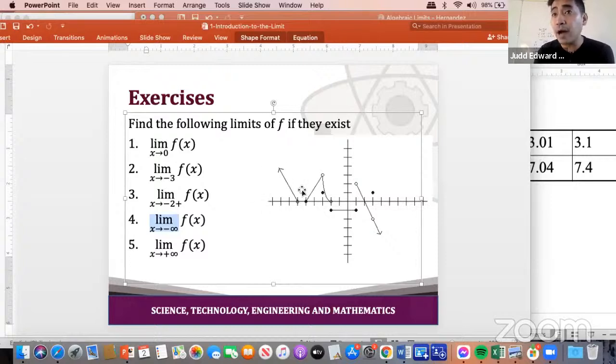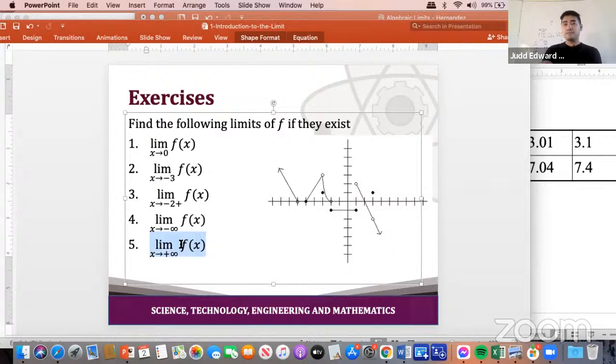Pero saan papunta yung arrow? Sa positive or sa negative? Sa positive po. Therefore, if it is growing positively, therefore the answer is positive infinity. Are we clear? Kung palaki siya ng palaki, pataas siya, positive siya, walang exact value because there is an arrow. An arrow means it's growing upward. And if it is growing upward, therefore it is positive infinity.